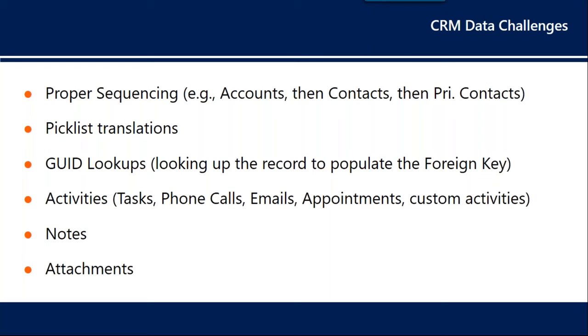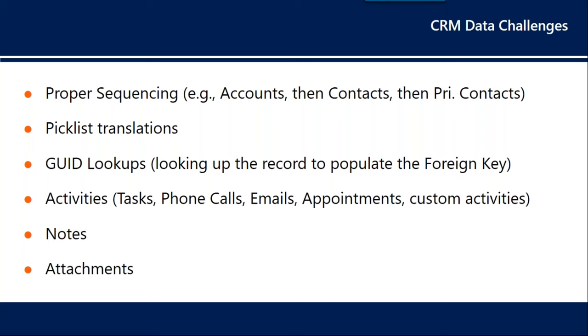Pick lists are integers behind the scenes, and a lot of systems will represent them as text, so you have to convert from the text value to the integer value. We're going to show that a little bit today. Also, GUIDs are basically just looking up the foreign key in any particular record of related lookup records.